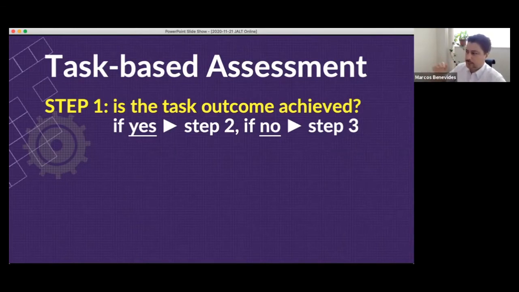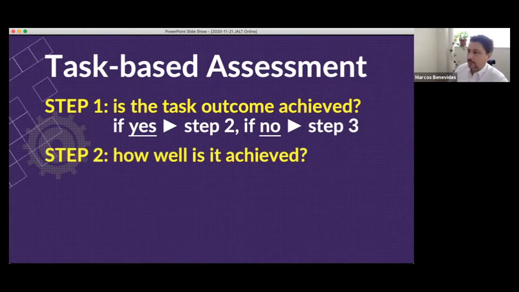It could be that he prepared a commercial rather than an elevator pitch. He did something totally different. Again, he didn't achieve the task outcome. It doesn't matter in that case why or why not. So that first question is super important, yes or no. If it's yes, then you go to step 2, which is how well is it achieved? And in the case of our elevator pitches, I prefer to grade them out of 10 because it's an easy kind of rubric to keep in my mind.